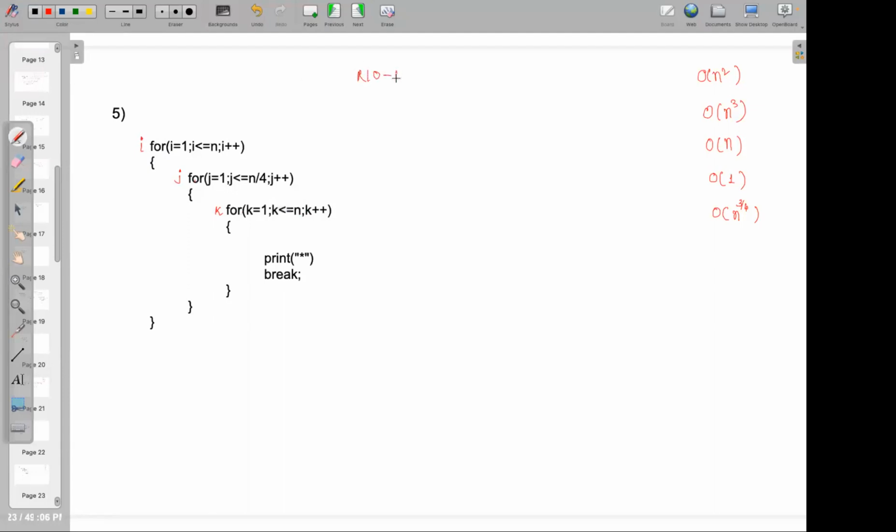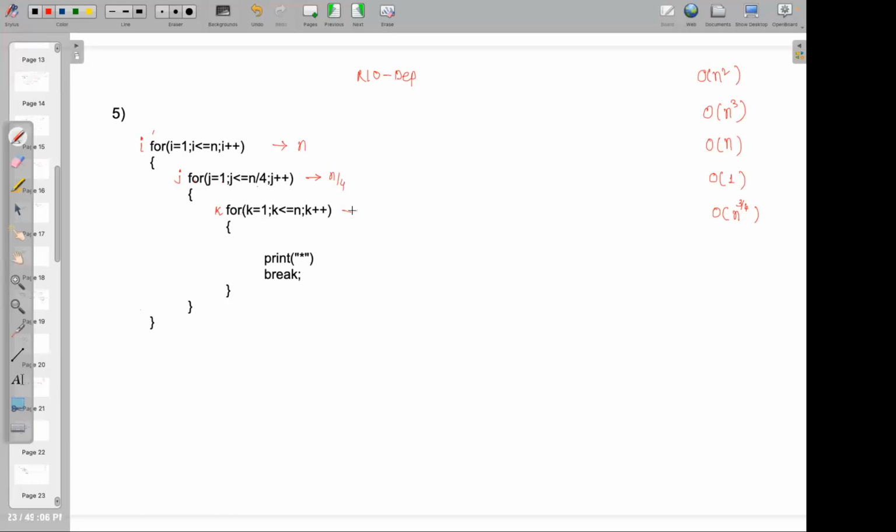If no dependency, then your life is very easy. See every time how many times the loop is running. This loop is running how many times? Here, n times. This one is running how many times? Approximately n by 4 times. See, starting at 1, going till n by 4. So n by 4 times approximately.